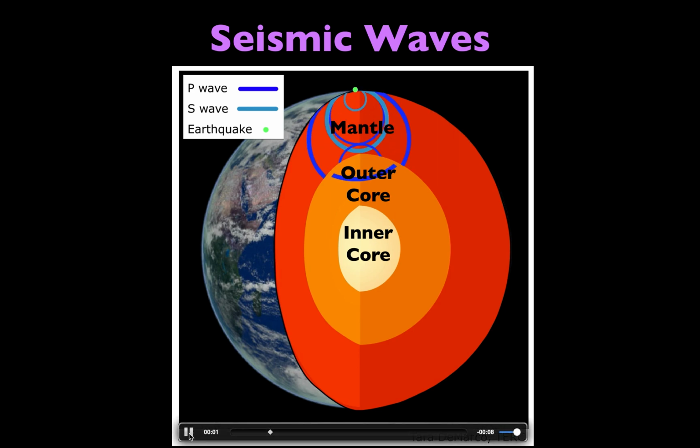So here we're going to watch the P waves and the S waves, and I'm going to pause for a moment because there's a major difference that's happened here. The P waves in dark blue were able to go through the outer core, but the S waves shown in light blue did not go through. And that's a really important discovery for scientists.